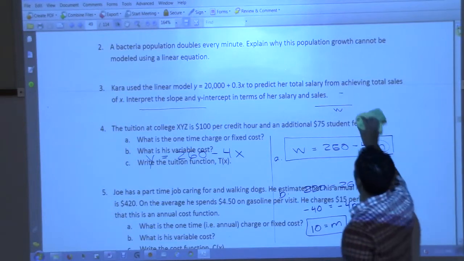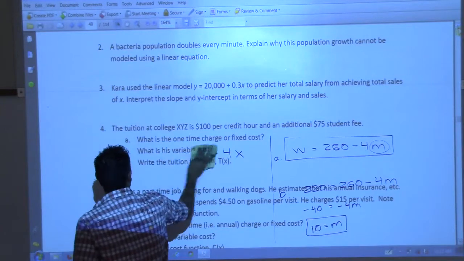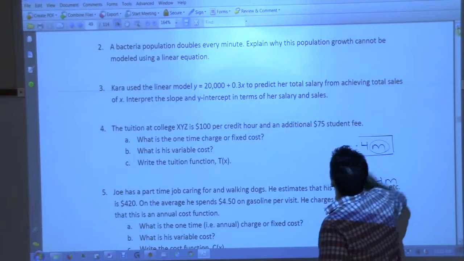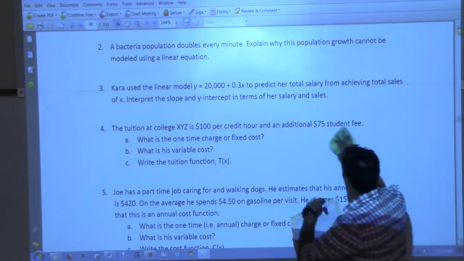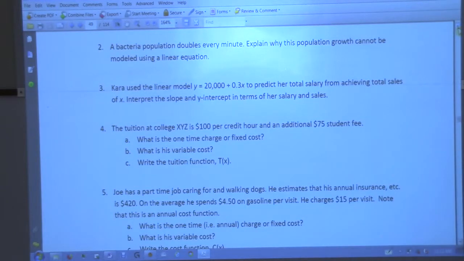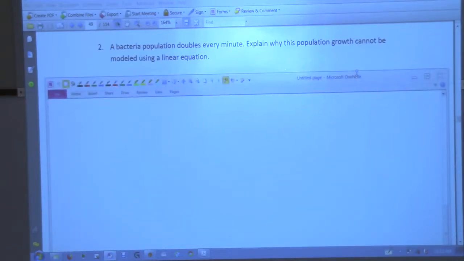A bacteria population doubles every minute. Explain why this population growth cannot be modeled using a linear equation. We're actually going to talk about this more later in this class. So it's kind of weird that this is appearing now, but let's just make sure we understand this. A bacteria population doubles every minute. Explain why this population growth cannot be modeled using the linear equation.